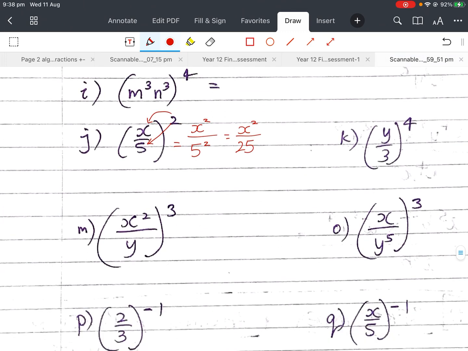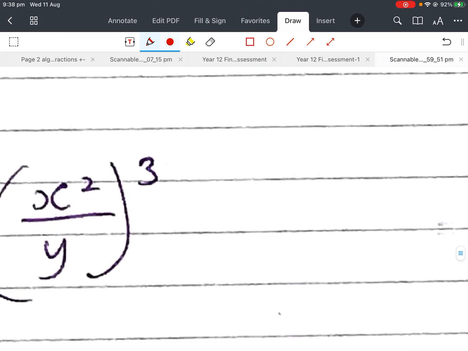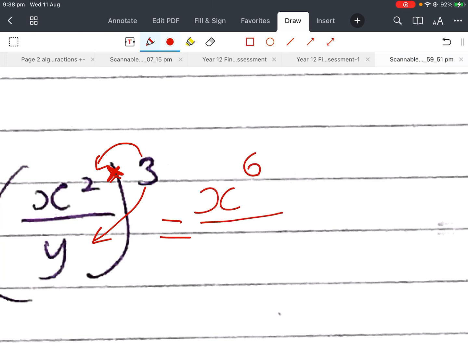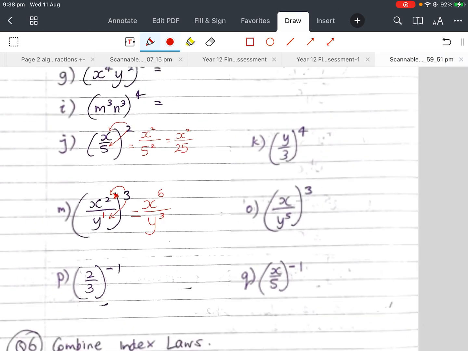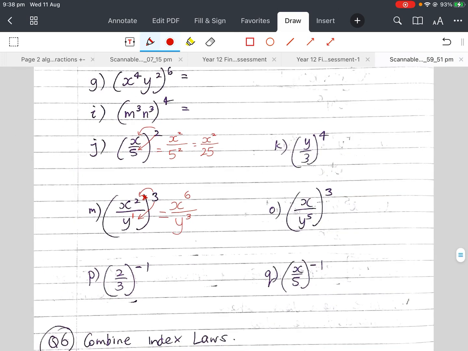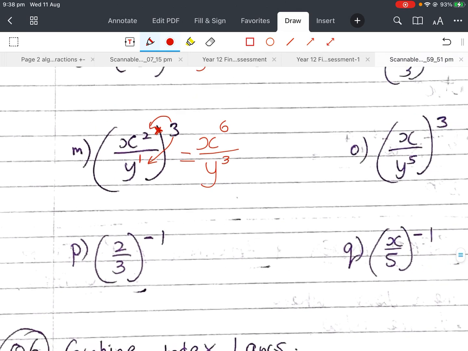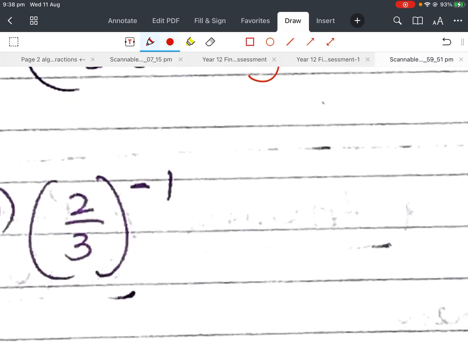Alright, so have a go at K. I'm going to do M. So same sort of thing. I'm going to share the 3 with the top and the bottom. Now remember, a brackets means I'm multiplying. So x 2 times 3 gives me 6. Now the y doesn't have anything there, but it should have a 1, we just don't write it in. So what's 1 times 3? It's 3. Okay? Alright, P. You can have a go at O by yourself.